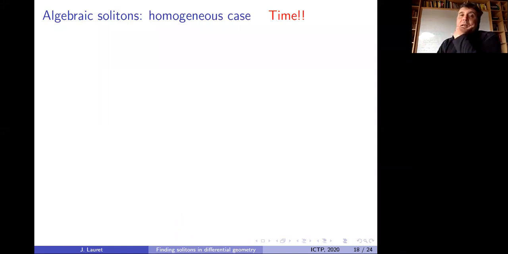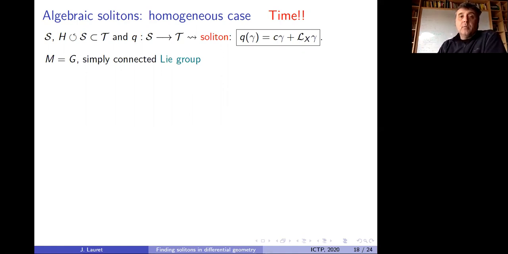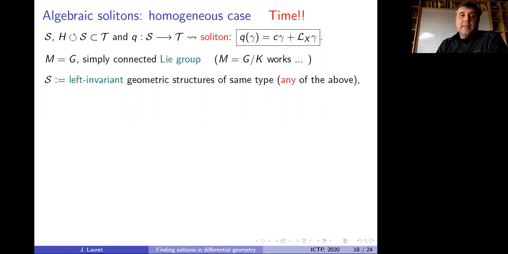Okay, let's start with Lie groups. So we come back to the general case, not a specific example, but now our manifold is a Lie group. We assume simply connected. Everything works mostly for homogeneous spaces, actually, but the presentation is much more technical. So let's stay in a Lie group. But remember that for homogeneous spaces, most of what follows works. Accordingly, we consider left-invariant geometric structures, invariant by the action of the group on itself by left translation, and we can consider any of the above.